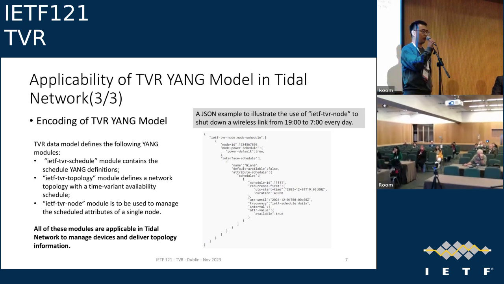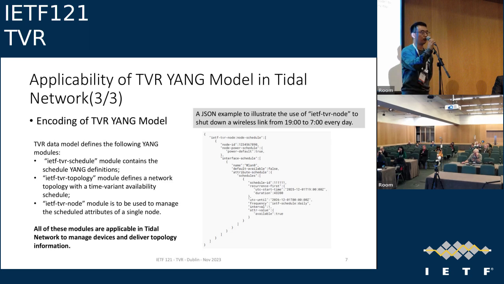Okay, and the last page talks about which YANG models are applicable in this scenario. The TVR work defines three YANG models: TVR schedule, TVR topology, and TVR node. All of them are applicable in a tidal network, and they are used to control network attributes and also to deliver topology information. The right figure provides an example of using the TVR node YANG model to control the node interface to shut down from 9 o'clock to 7 o'clock.